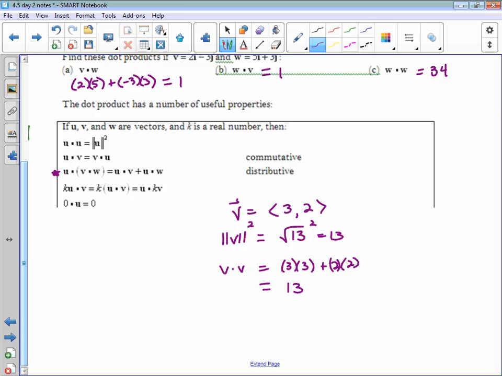Questions so far? It's the dot product of u and u or v and v. You don't really say squared, you say dot product. I know it seems very minor, but that's just terminology with your vectors.